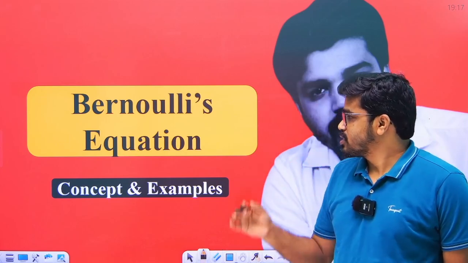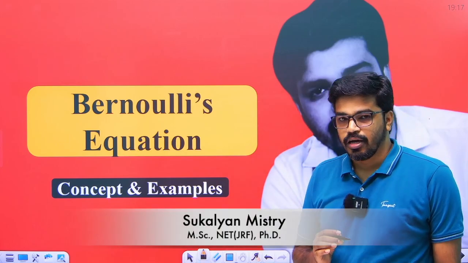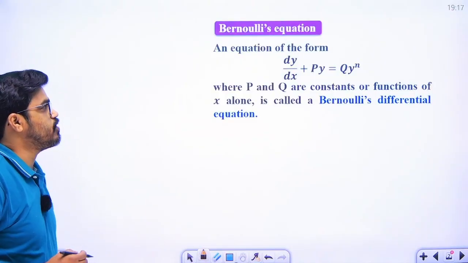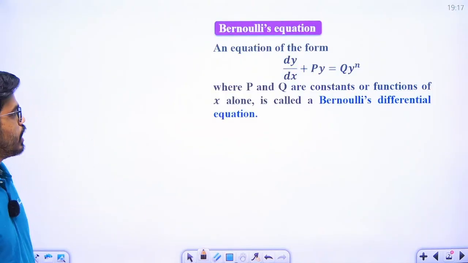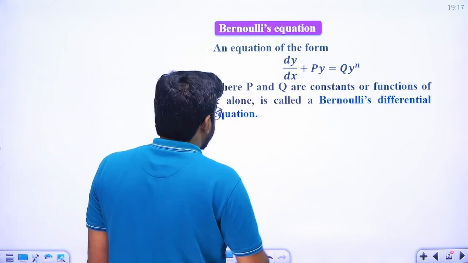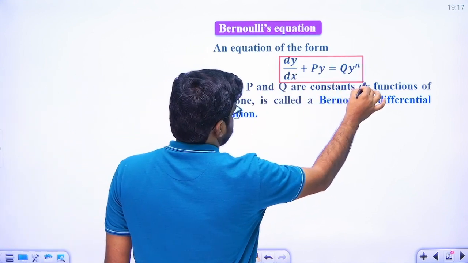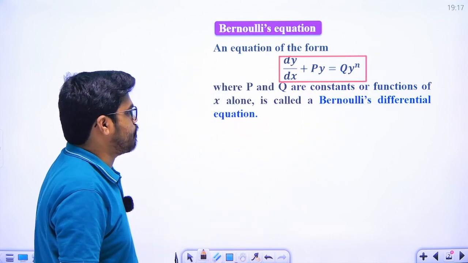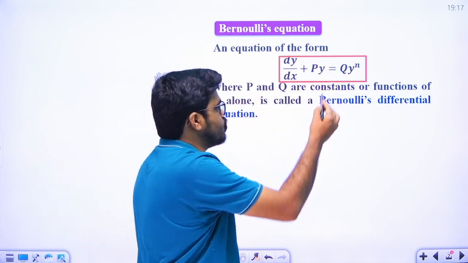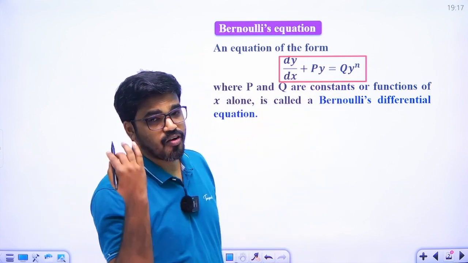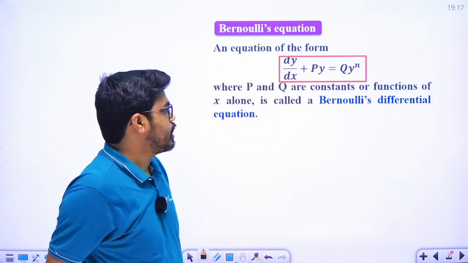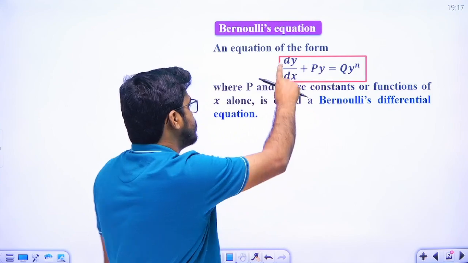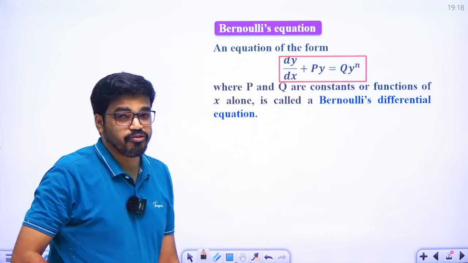So today I will discuss Bernoulli's equation. First, what is Bernoulli's equation? Just note the definition. An equation of the form dy/dx plus Py equals Q times y to the power n, where P and Q are constants or functions of x alone, that is, P and Q are functions of x only. This is called Bernoulli's differential equation.